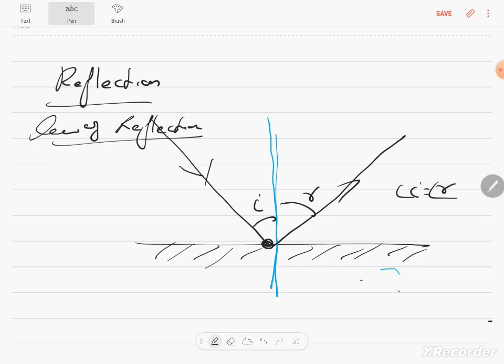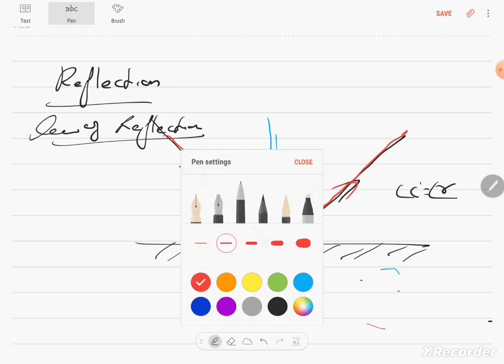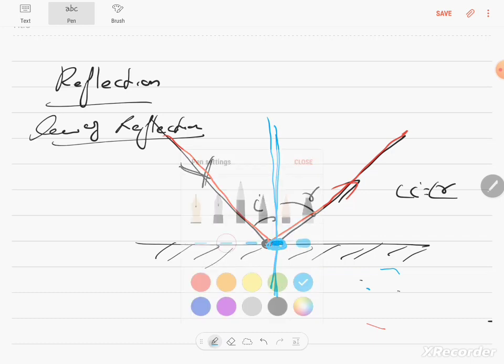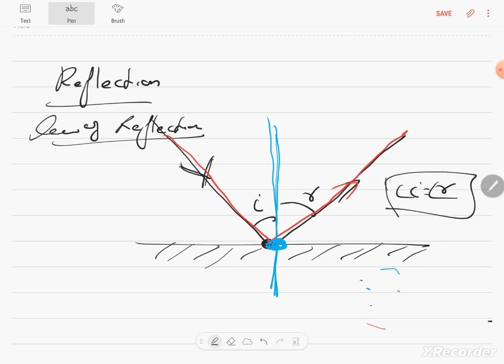The laws of reflection state that the incident ray, I'll do it in red color, the reflected ray, and the normal drawn at the point of incidence are all in the same plane. The first law states that the angle of incidence is equal to the angle of reflection. The second law states that the incident ray, the reflected ray, and the normal at the point of incidence all lie in the same plane. This is known as the laws of reflection.